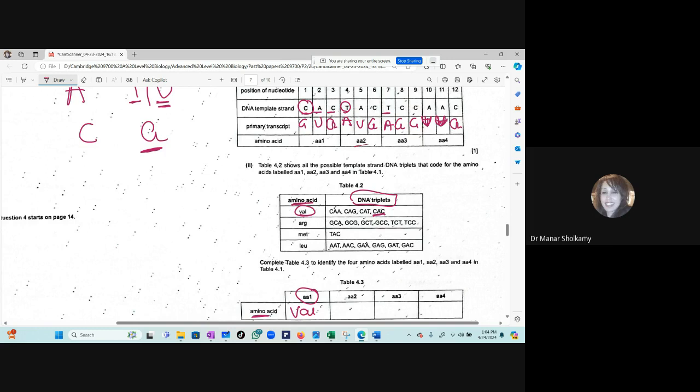AA2 is TAC. Where is TAC? It's going to be this one. MET, methionine. AA3, are you all with me? Yes. AA3 is TCC. I'll go to TCC, I'll find it here. ARG. AA4 is AAC. AAC, where is it? This one. So it's going to be LEU. So this is a very easy question up to now.